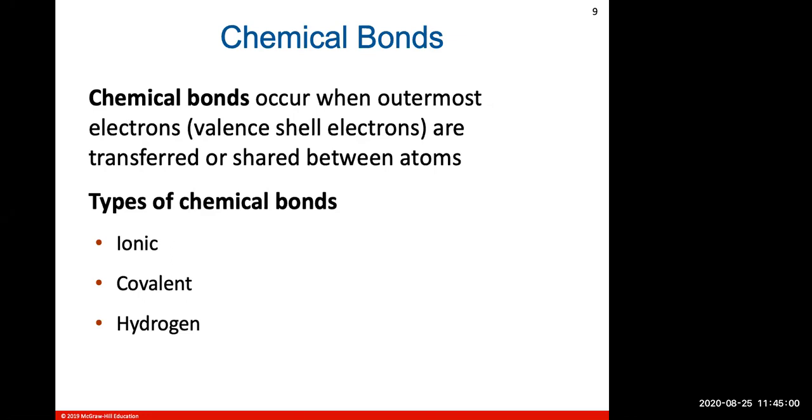A chemical bond occurs when the outermost electrons, we call them the valence shell, that just means the electrons that are furthest away from the nucleus, orbiting that atom nucleus, are transferred or shared between atoms. So when we put sodium chloride together, we get table salt. Sodium and chloride are bound together when their electrons are shared between their electron clouds. And there are different types of chemical bonds, different ways that electrons can be shared. We can have an ionic bond, a covalent bond, or a hydrogen bond.